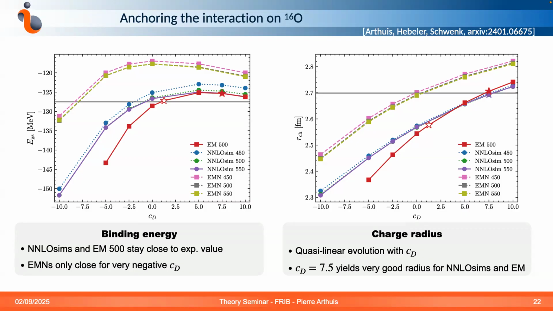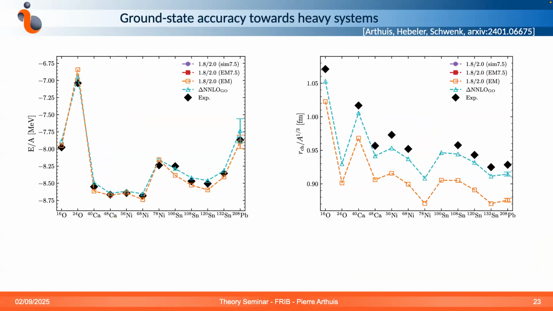And the interesting thing for us was looking at the charge radius at the same time. You see that if you take, let's say, CD 7.5, you obtain pretty much the experimental charge radius of oxygen-16, and you're not too far away from the ground state energy. So we thought, okay, let's take the EM500 and the SIM 550, take this value of CD 7.5, and see how it looks for heavier nuclei.